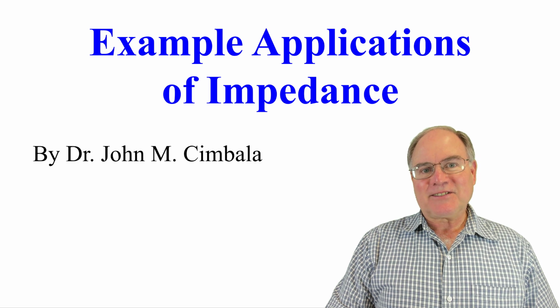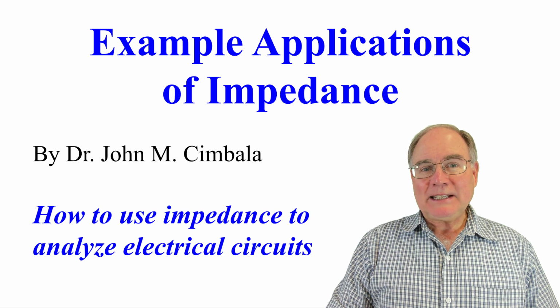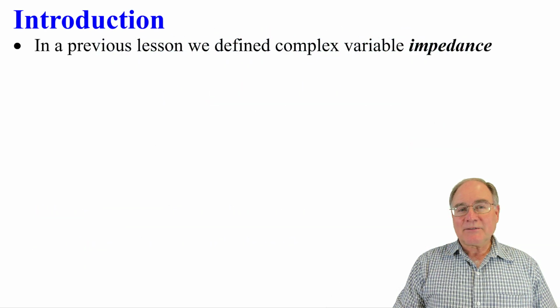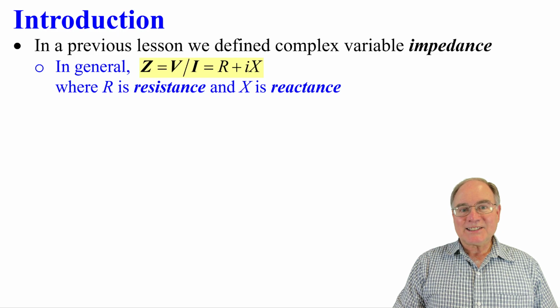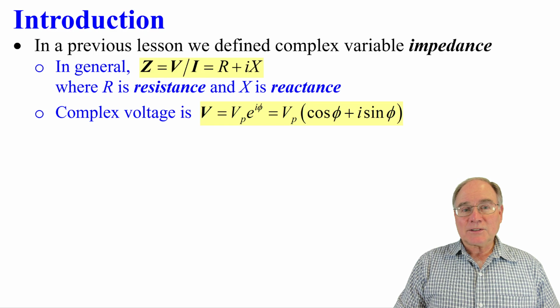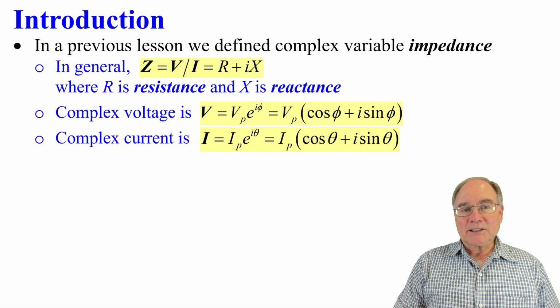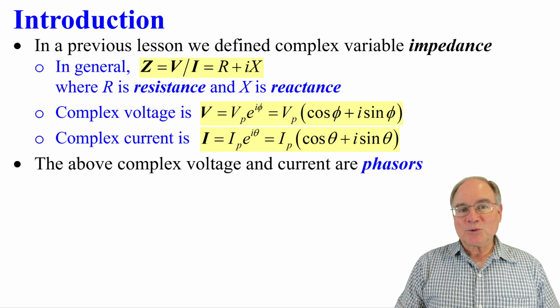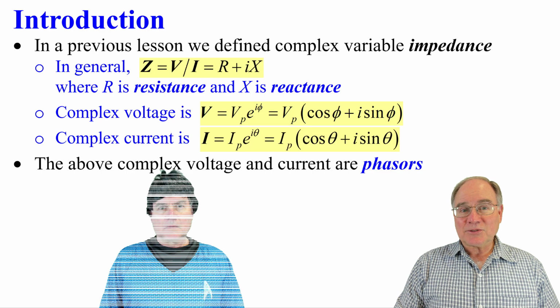Example applications of impedance. How to use impedance to analyze electrical circuits. In a previous lesson, we defined the complex variable impedance. In general, impedance Z is voltage over current, or R plus iX, where R is resistance and X is reactance. We also gave this equation for complex voltage and complex current. But note that angular frequency is not a part of these equations. That's because we define complex voltage and complex current as phasors.